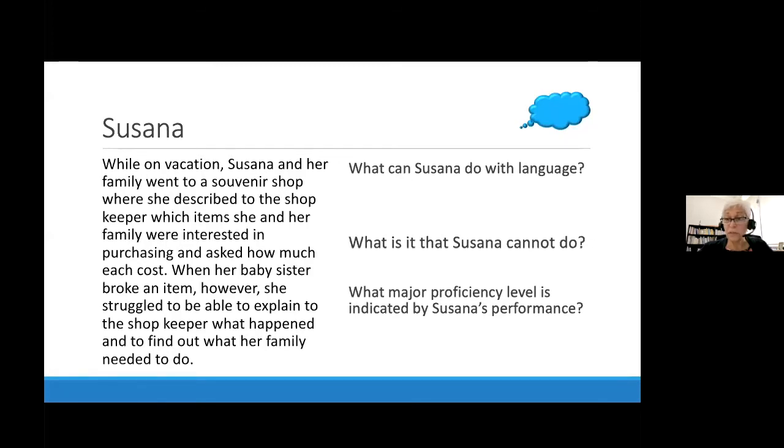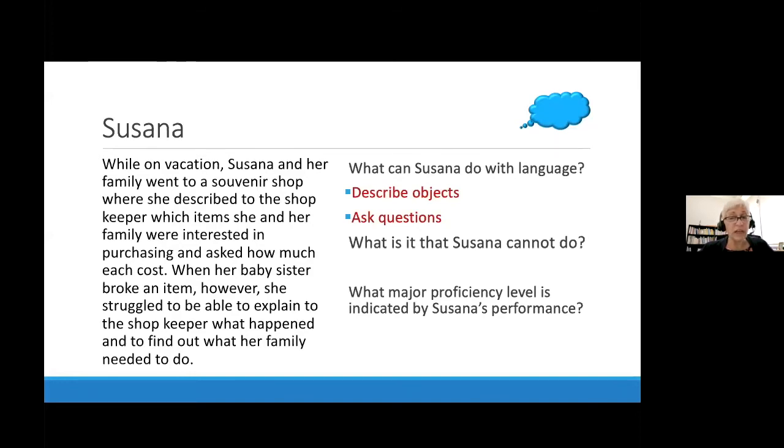Okay, we're going to check your answers. So what can Susanna do with language? Well, she can describe objects. She described the souvenirs that her family wanted to the shopkeeper, and she can ask questions. She asked the price, how much each cost.